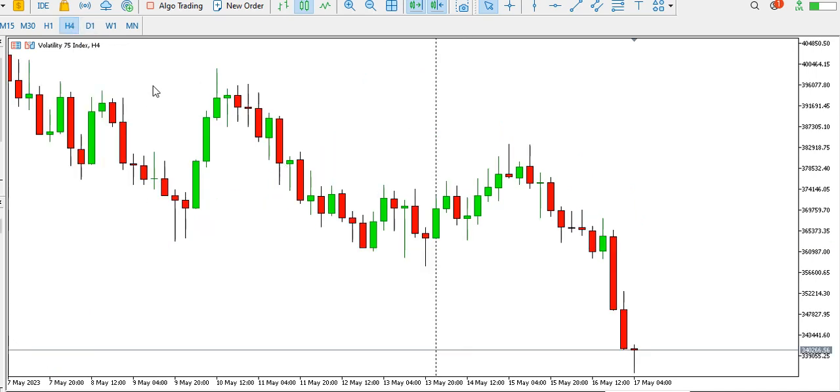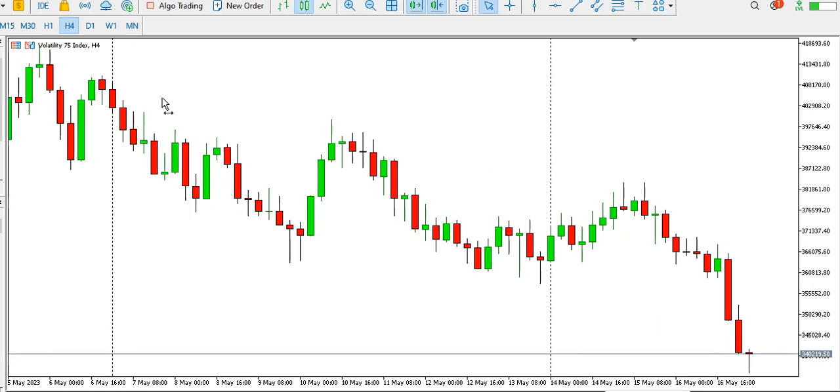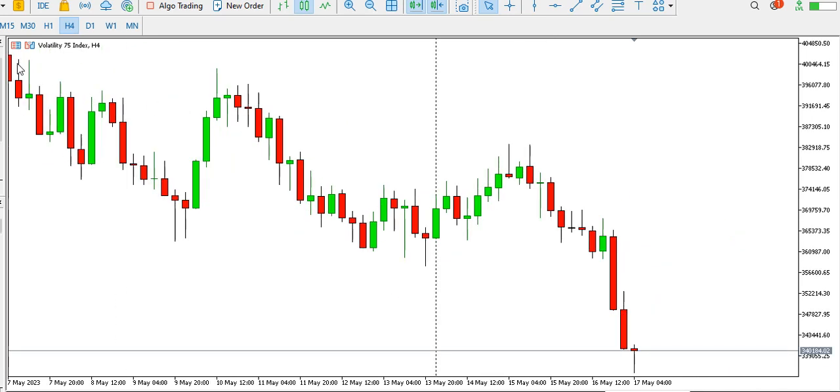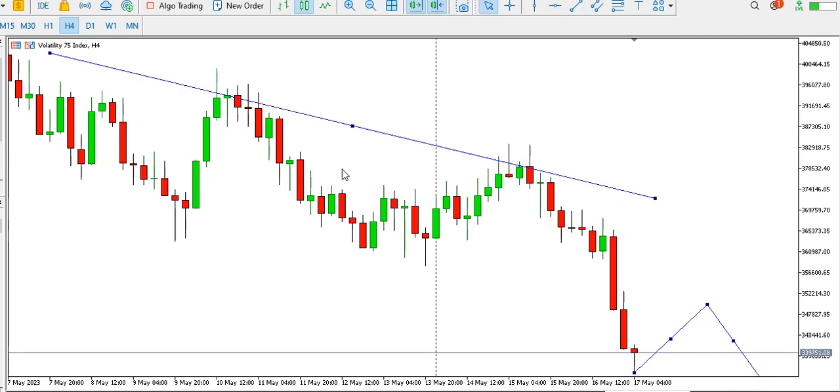Okay, let's look at the 4-hour time frame. You can see price establishing lower highs, lower lows. This is the high, this is the low, this is the lower high, lower low, this lower high. Now we're having a lower low, so you might be seeing a lower high any moment from now before we see another leg of lower low. So price of volatility 75 index is currently bearish.